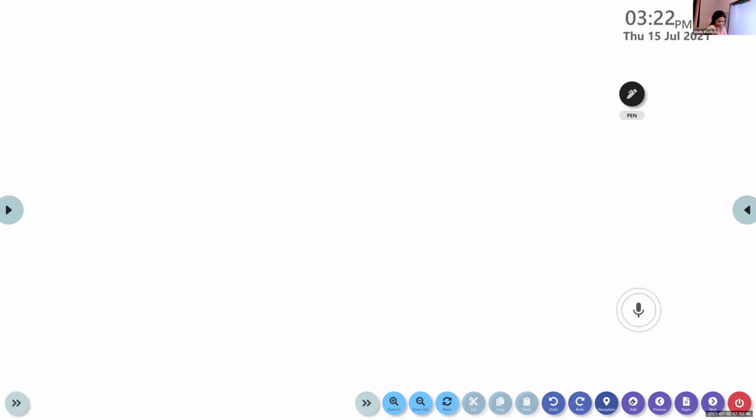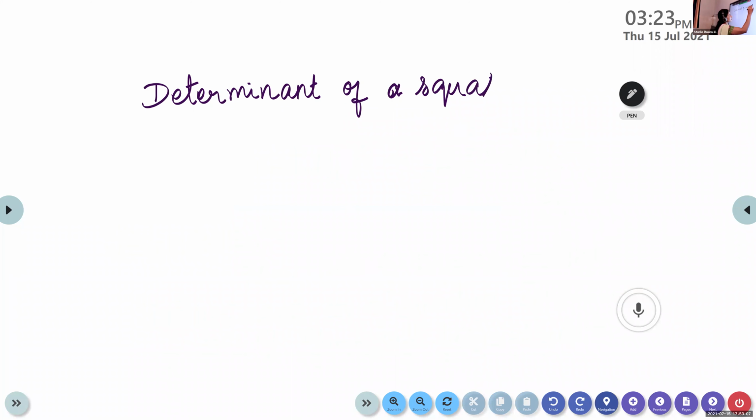Write the heading: Value of a determinant. How to determine the value of a determinant. The first thing we are going to learn is the determinant of a square matrix of order 1.